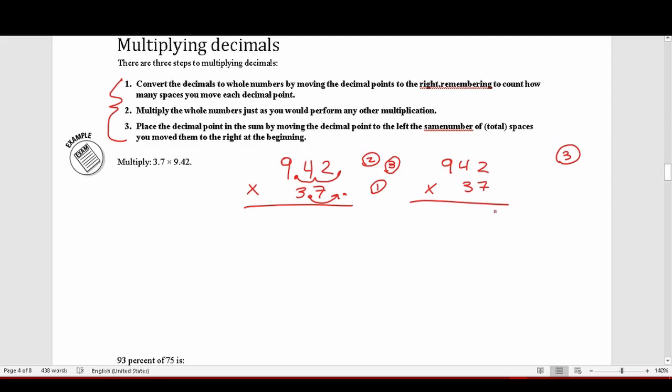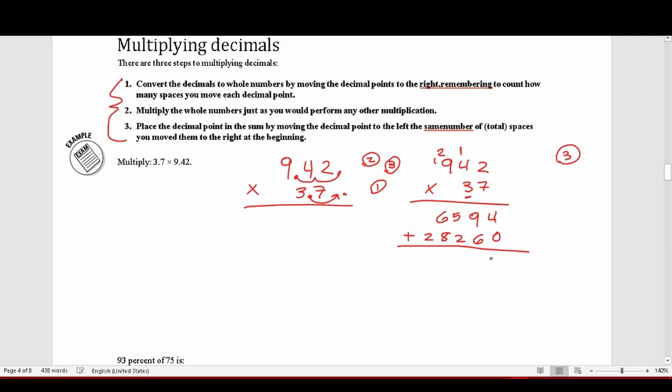2 times 7 is 14. Carry the 1. 7 times 4 is 28, plus 1 is 29. Carry the 2. 9 times 7 is 63, plus 2 is 65. Bring down a 0 since we're starting a new number. 2 times 3 is 6. 4 times 3 is 12. Carry the 1. 9 times 3 is 27, plus 1 is 28.